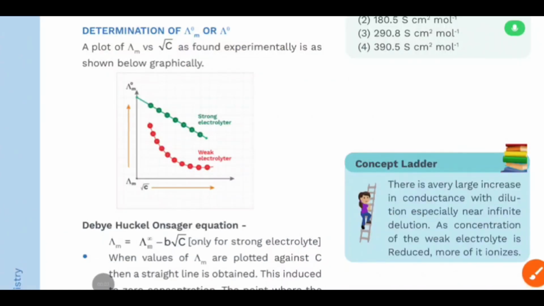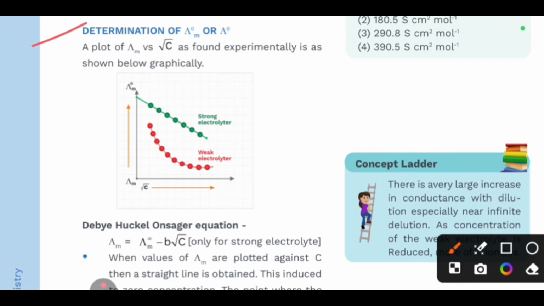Yes, now our next topic is the determination of molar conductivity at infinite dilution. This graph is given to you, and it is very important from the board point of view, it comes many times. So you can see here what this graph shows.